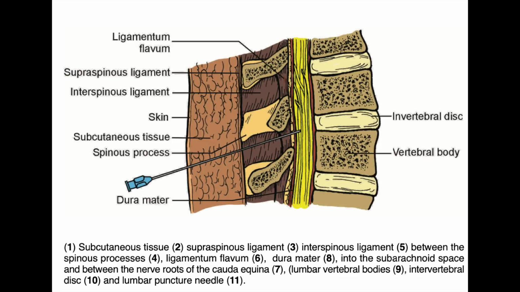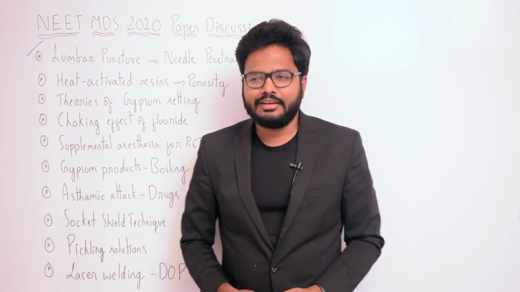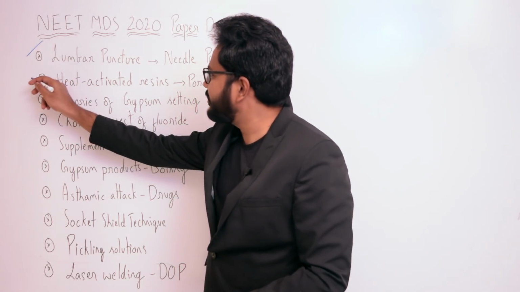The lumbar puncture needle pierces in the following order, starting with skin, subcutaneous tissue, supraspinous ligament, interspinous ligament, ligamentum flavum, epidural space containing internal vertebral venous plexus, the dura, arachnoid, and finally subarachnoid space. Right? Now let's move on to the next question.